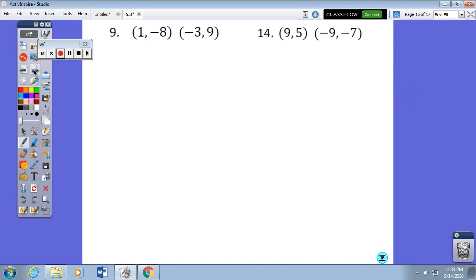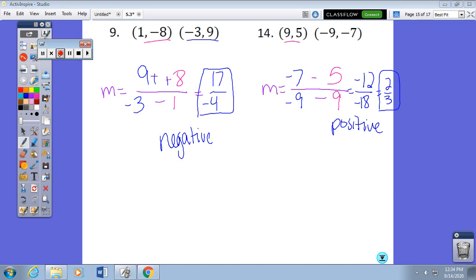Try 9 and 14. Pause and replay when you're done. Alright, number 9 is 17 over -4, or -17 over 4, which makes it negative. Number 14, I got -12 over -18. Negative over negative makes it positive, so I get 2/3 when I simplify, so that's positive.